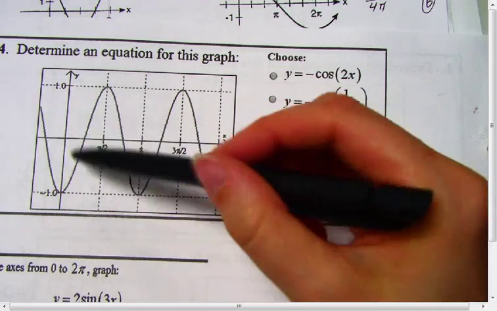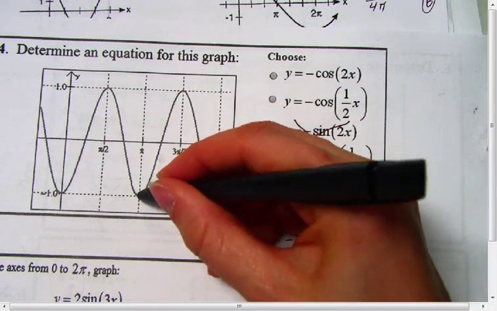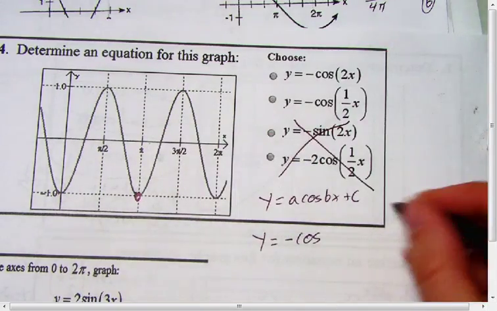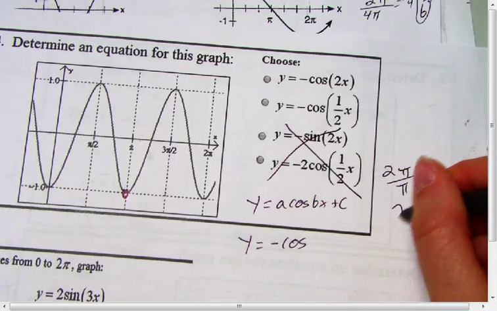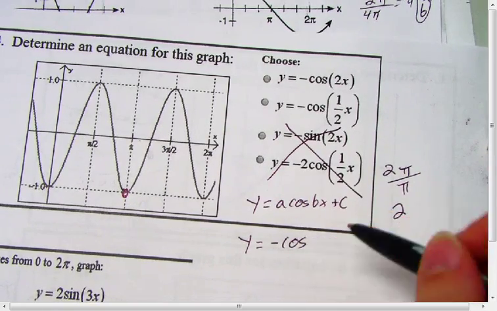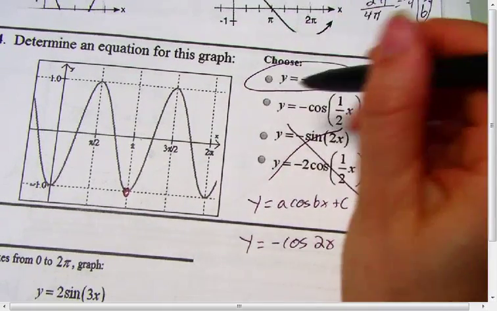So it's when it starts repeating. So we start here, down, up, back here at the same spot. So it's pi. So then we go 2 pi divided by pi. That gives me 2. So it's negative cosine 2x. So that's how we got the top one right there.